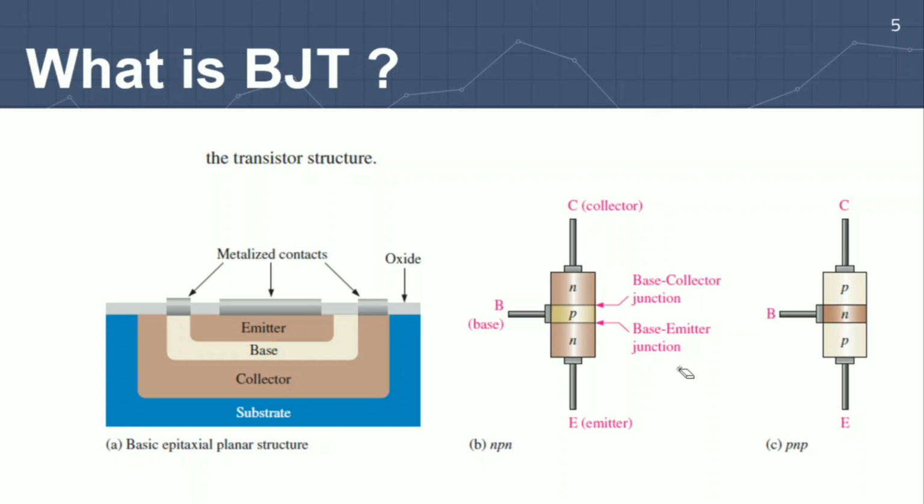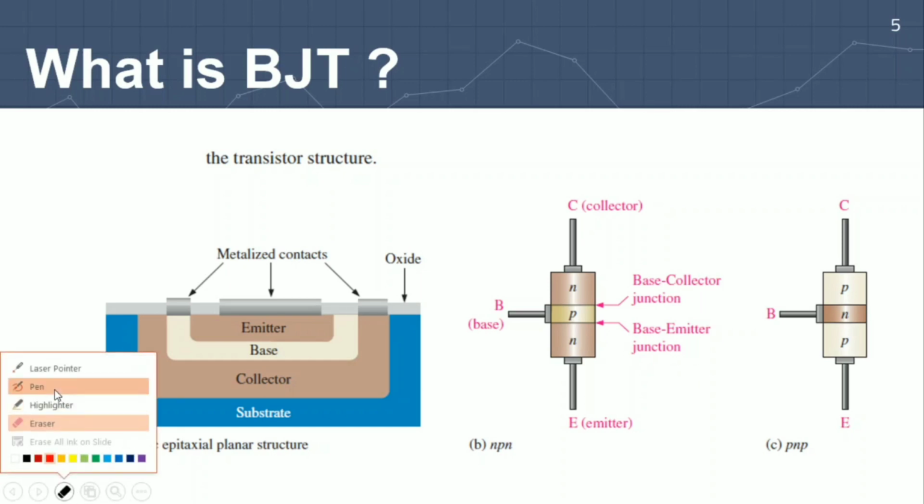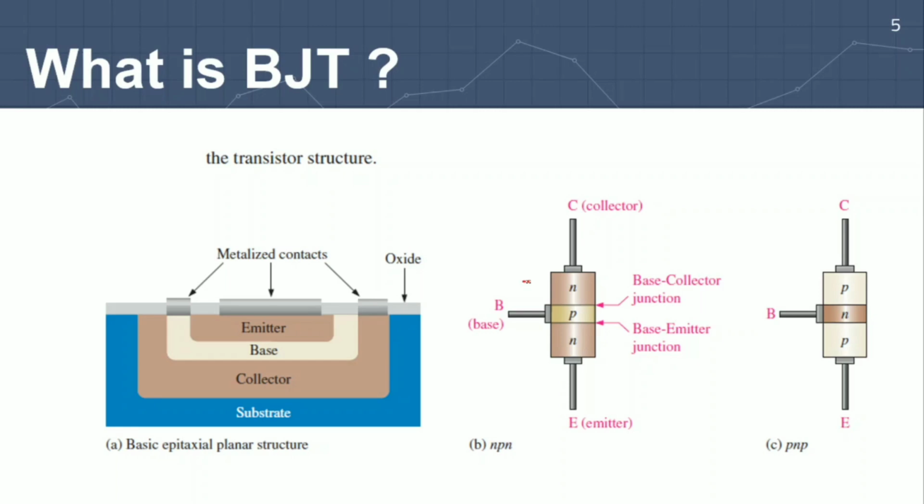For simplicity, we write the BJT structure like this, a simple structure indicating three layers: N layer, P layer, and another N layer. The first layer is the collector, the last one is the emitter, and the middle one is the base. The junction between collector and base is called the collector-base junction, and this is the base-emitter junction. So this is the NPN transistor.